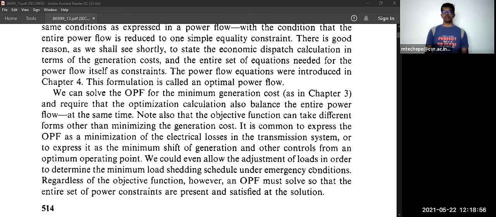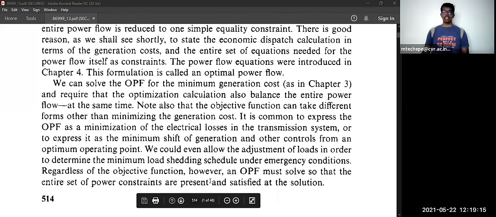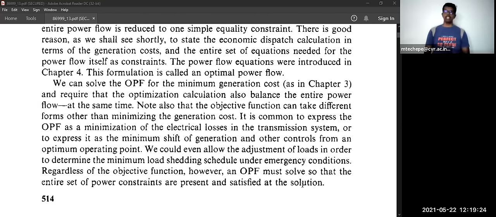So the maximum operating limits should be satisfied. Everything will be constant regardless of the objective function. However, OPF must be solved so that the entire set of power constraints is present and satisfied at the solution. So the entire set of optimal power flow objective function and constraints is to be added to satisfy the solution. So we can't simply solve the problem the way we solved it in our class.